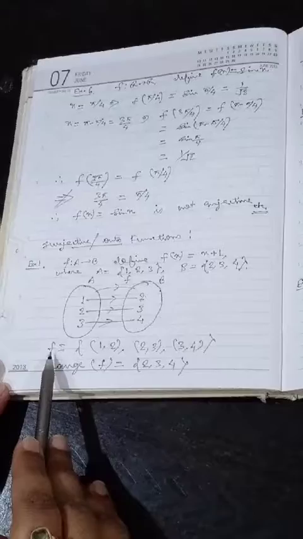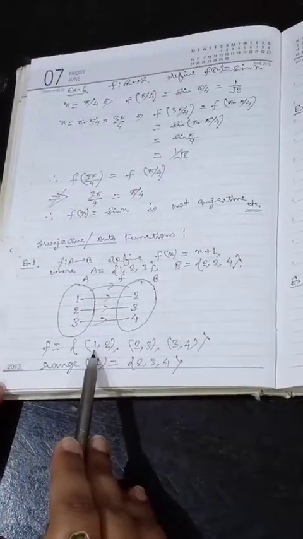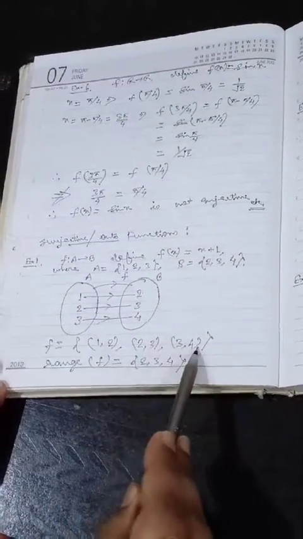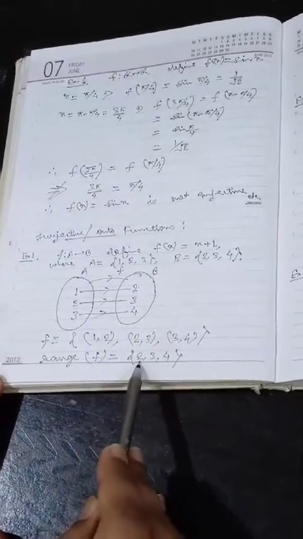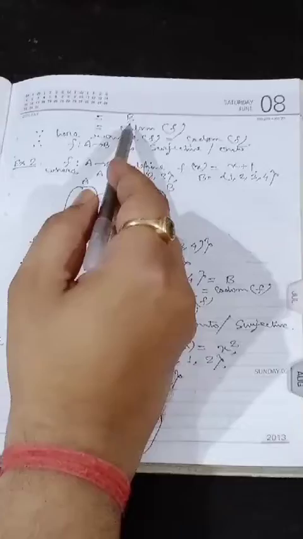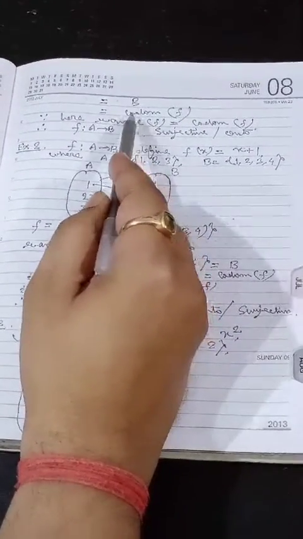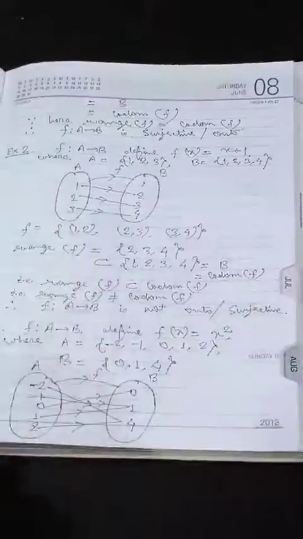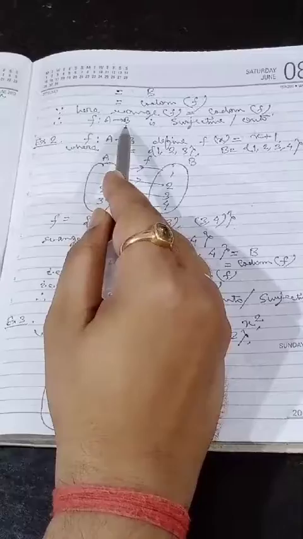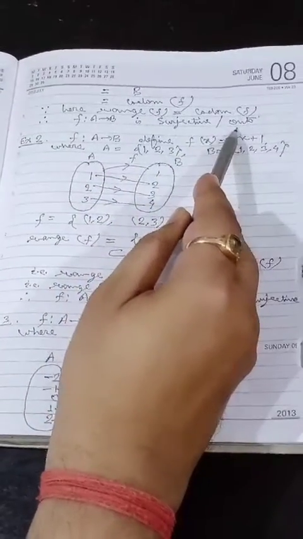As a relation, this f will have the elements in ordered pairs as (1, 2), (2, 3) and (3, 4). Range of the function f is {2, 3, 4}, and this is equal to codomain B. So since we are getting that codomain of the function f is equal to range of the function f, therefore we can say that the function f from A to B is a surjective function.